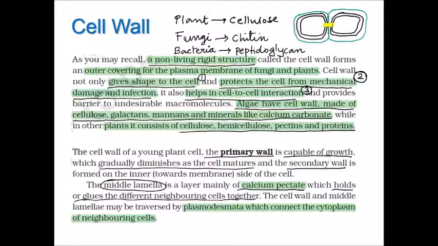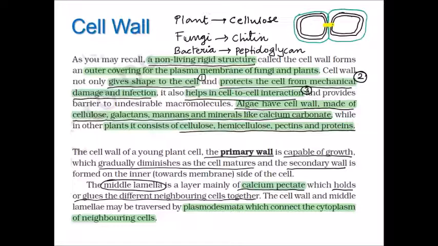So that's all about cell walls. Cell wall is a non-living structure. That is something you should remember. It is non-living. Cell membrane is a living structure. Cell wall is rigid and it gives shape to the cell, protects the cell from mechanical damage. It also helps in cell-to-cell interaction. Plant cell wall is made up of cellulose, hemicellulose, pectins, and proteins. Algal cell wall is made up of cellulose, galactans, mannans, and calcium carbonate. Fungi, the cell wall is made up of chitin, and bacteria, it is made up of peptidoglycan.